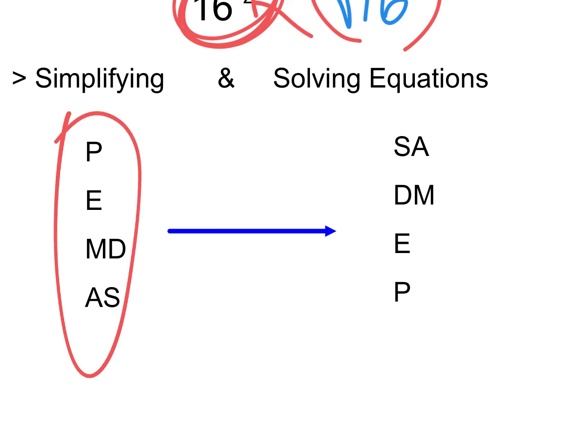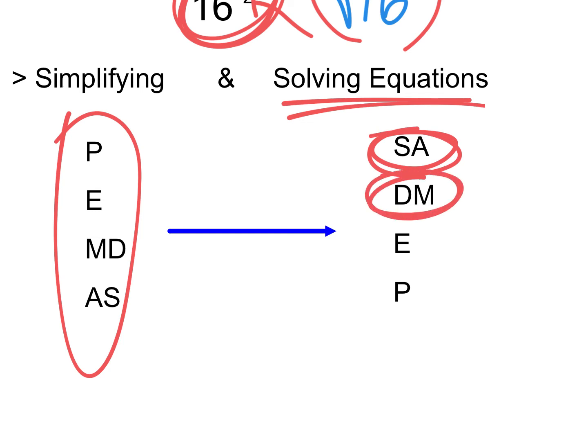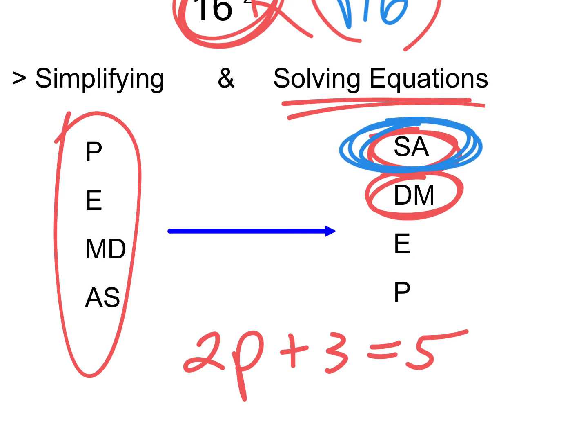All right. Remember PEMDAS. If you do PEMDAS backwards in solving equations, you start with add, subtract, then you go multiply, divide. They're just reminding you when you solve equations, you go backwards PEMDAS. Like, let's say you had this, 2p plus 3 equals 5. You always start problems with add, subtract. Subtract 3 from both sides.